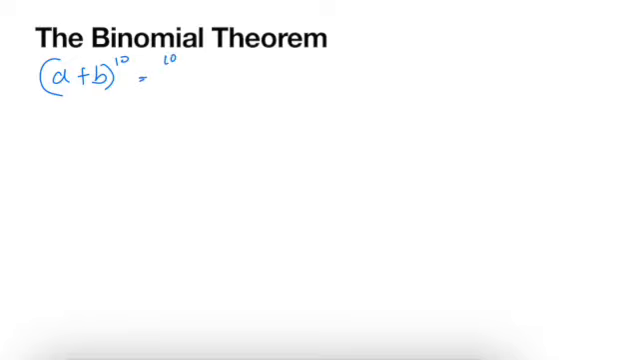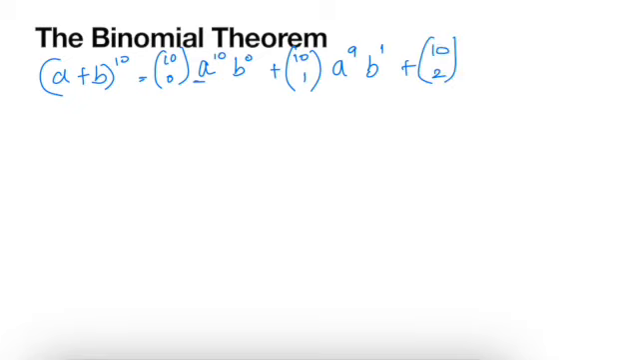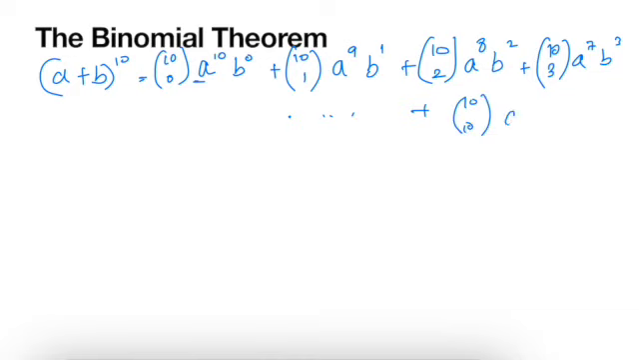It is 10C0 into a to the power 10, b to the power 0, plus 10C1, because b to the power 0 is 1, and 10C0 is also 1. This will become a to the power 10. Then 10C1, a to the power 9, b to the power 1, plus 10C2, a to the power 8, b square, plus 10C3, a to the power 7, b cube, plus, I'll write the last one, 10C10, a to the power 0, b to the power 10. If you see, this value and this value are the same: 10C2 and 10C8, 10C3 and 10C7, 10C0 and 10C10.